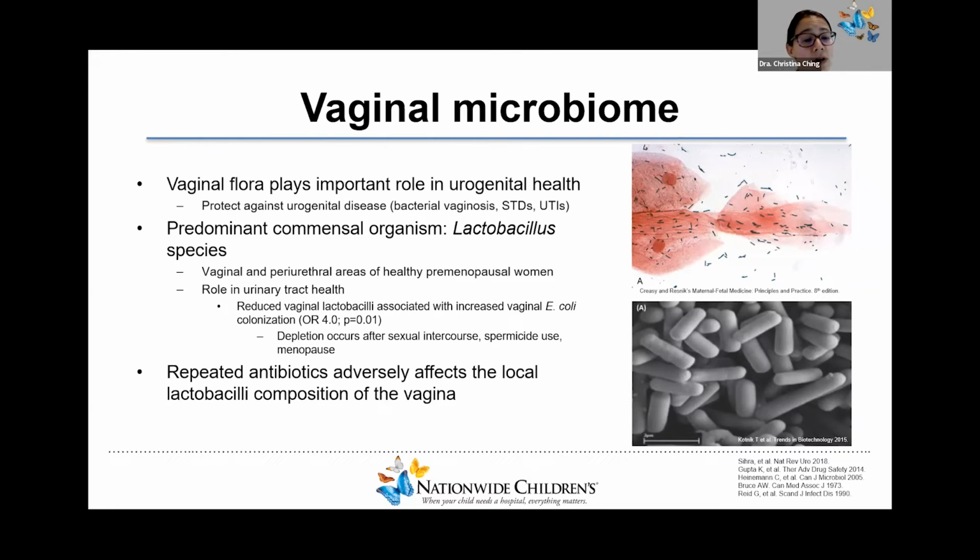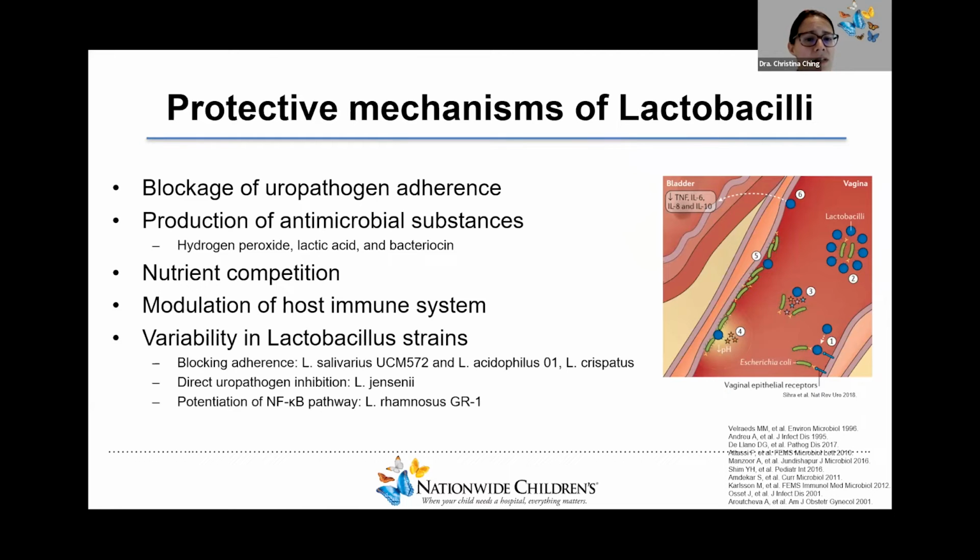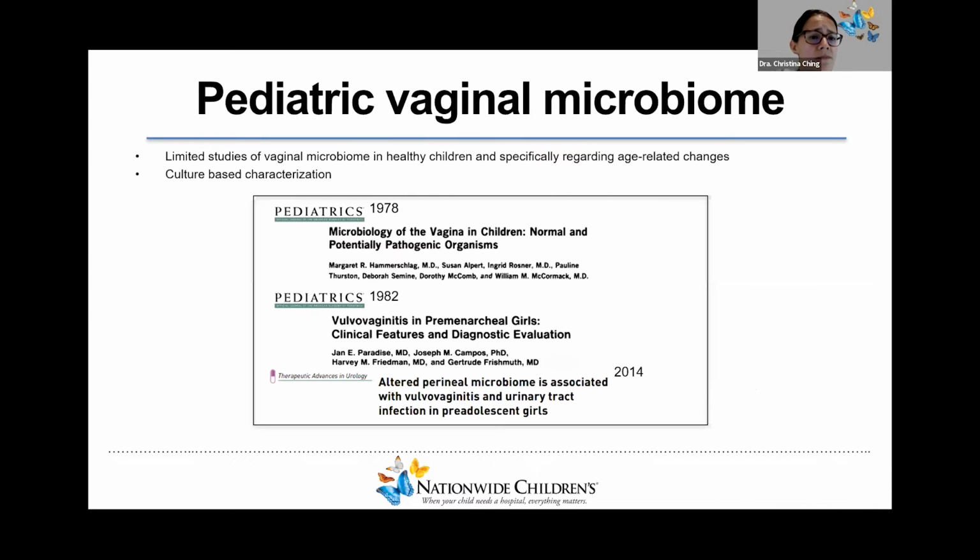Repeated antibiotic use also adversely affects the local lactobacilli composition of the vagina. Lactobacilli work, as mentioned, by several protective mechanisms. They block uropathogen adherence, produce antimicrobial substances, compete for nutrients, and modulate the host immune system. There is variability in lactobacillus strains, as was mentioned before as well, with some working through certain mechanisms more than others. These differences are important when assessing their potential role as therapeutic agents to prevent infections.